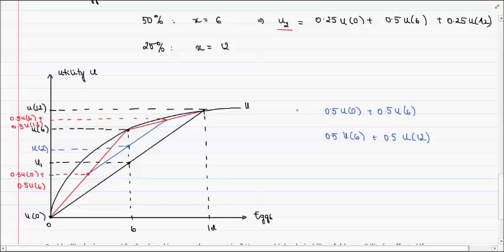So the midpoint basically means I get half of this, okay, plus half of this point. Okay, so now if I expand everything, I would like to see whether this is going to give me the point that is exactly the same as the utility 2 over here. So if I expand, I get 0.25 u0 plus 0.25 u6, okay, plus 0.25 u6 plus 0.25 u12.